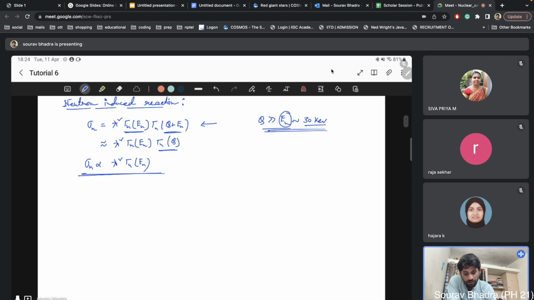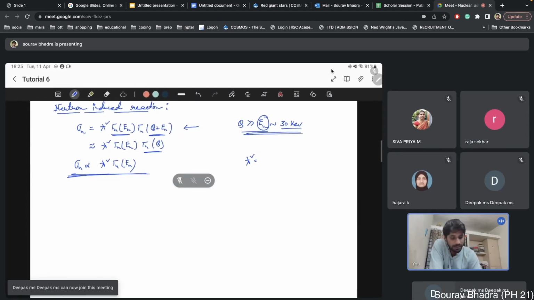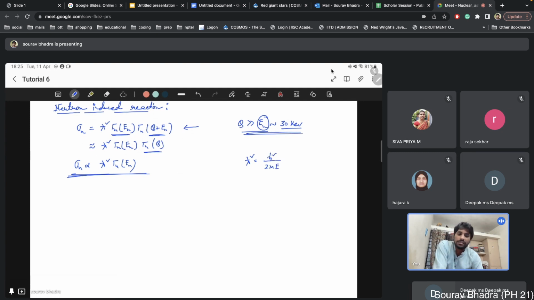So this is your dependency condition, under the assumption that Q is much greater than En. Now there we will do something: this lambda bar square, or reduced lambda square, you can say, is actually h bar square by 2mE from the Schrodinger equation. So that means lambda square varies as 1 by E, and energy is proportional to v square, because let's consider the kinetic energy. E equals half mv square, if m is the mass of the particle. So that can be written as 1 by v square as well.